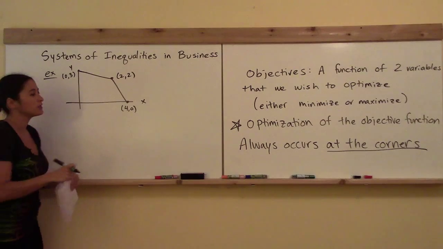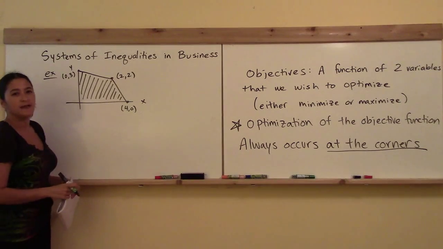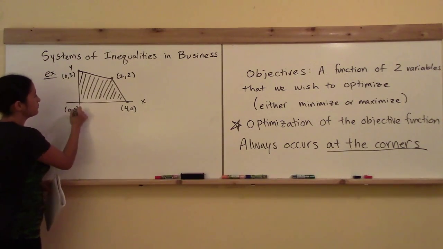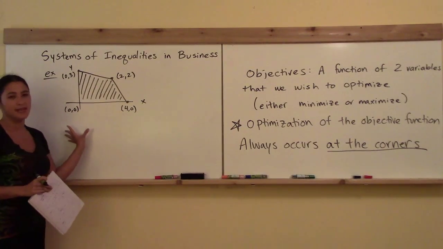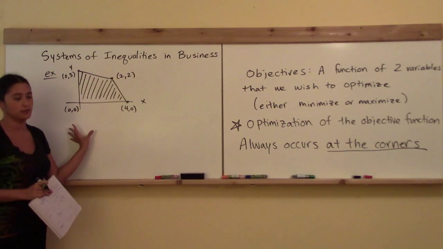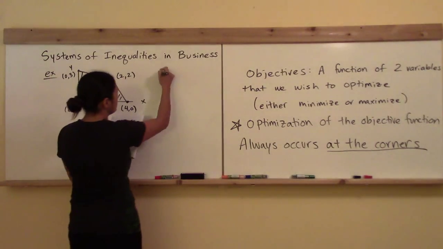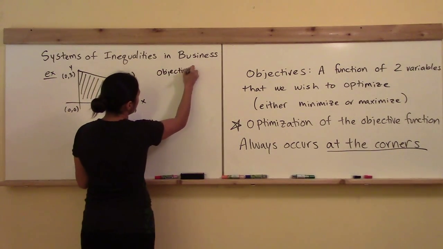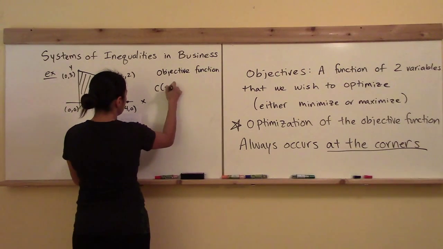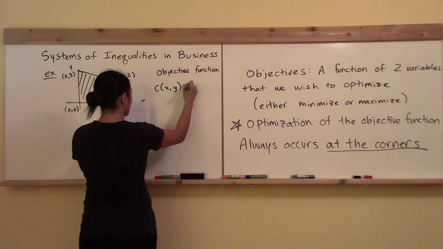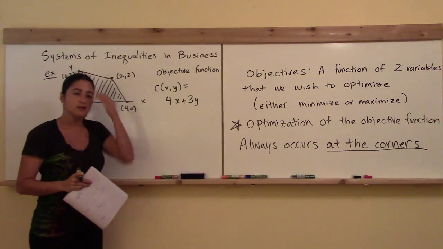We found a set of inequalities. That set of inequalities told us that we have to stay inside this shaded region, and that shaded region is bounded by four corners whose xy coordinates I've listed here. We have that information, and that is the information of the constraints. We're constrained, we're stuck inside this region of possibilities. And then we also have an objective, known as the objective function, and that's going to be a function of x and y. So let's say that our function, we'll call it c of x and y, is equal to 4x plus 3y.